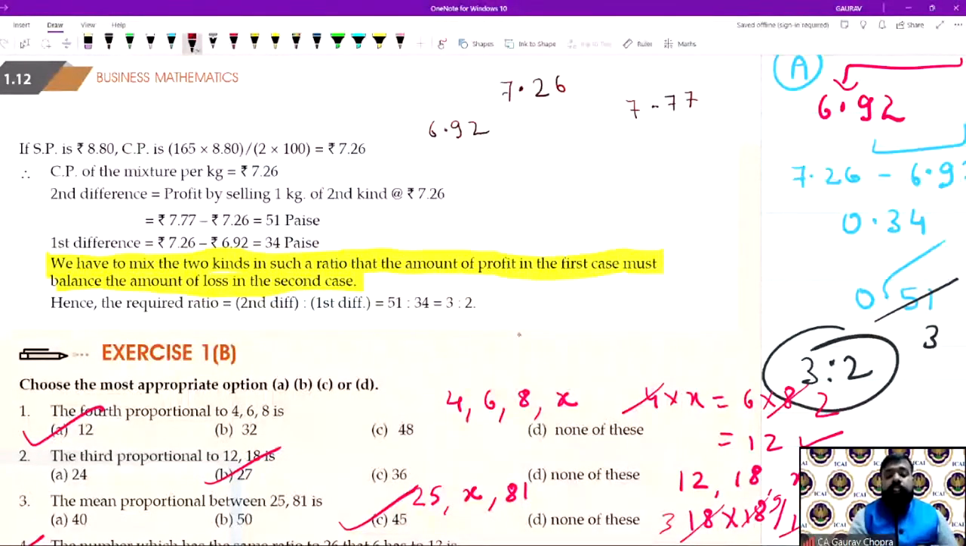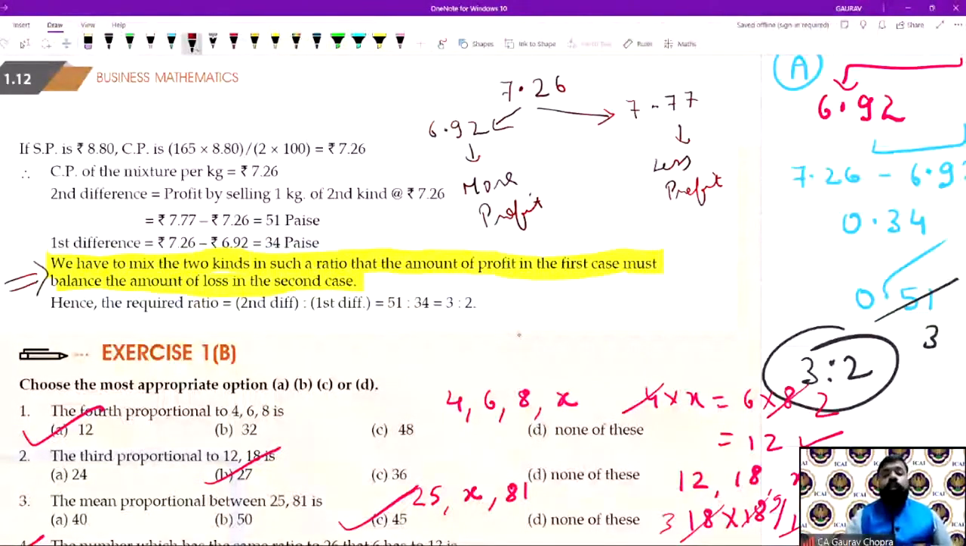That means if we sell the 6.92 one, we get more profit. And if we sell the 7.77 one, since the cost is more, the profit will be less. So on mixing these two, we are getting moderate profit, neither more nor less. We are getting the average profit, medium profit. So that is why we follow this average rule. You don't have to be confused by this statement. Whatever we have done is the best way to solve, and it is the easiest and fastest way to compute. All right, so no need to worry. So everybody has got the answer. Yes, that's great.